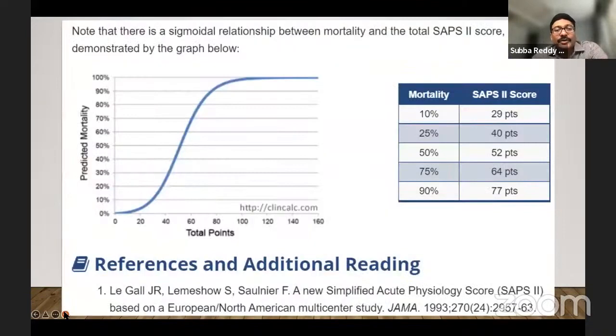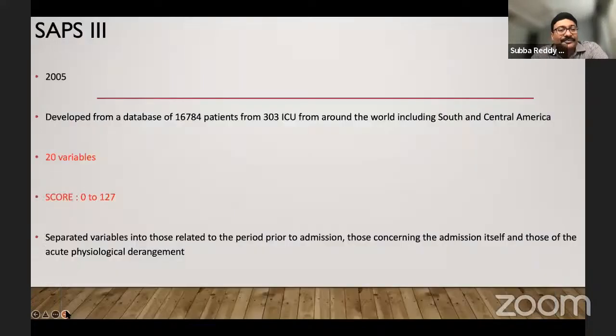When you see the relationship between the SAP score and the mortality, it is a sigmoidal relationship curve. The total points are 163, but if the points are more than 77, then the mortality is more than 90. So it's a sigmoidal curve. Coming to SAPS 3, which was designed based on data from 16,000 ICU patients, they have taken 20 variables and the score decreased to 127.